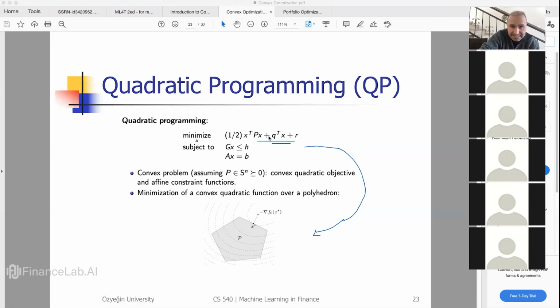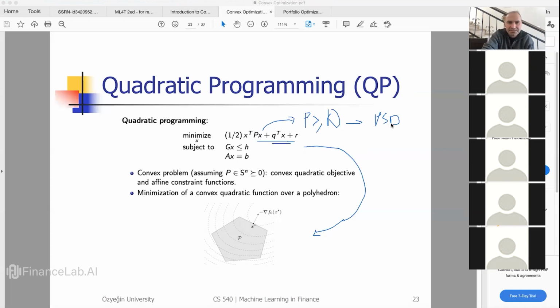And as we have seen, this is convex when its Hessian matrix, which comes from the second derivative, basically the second order condition, is greater than or equal to 0. A matrix greater than or equal to 0 means that it's a positive semi-definite matrix. The objective function is convex, and the constraints are affine, linear constraints.